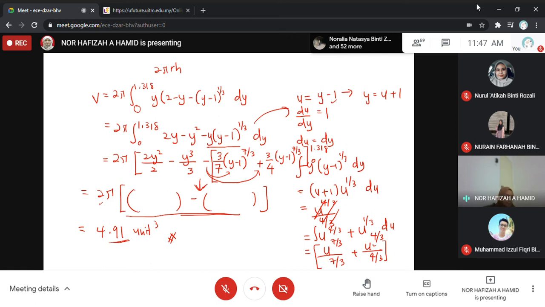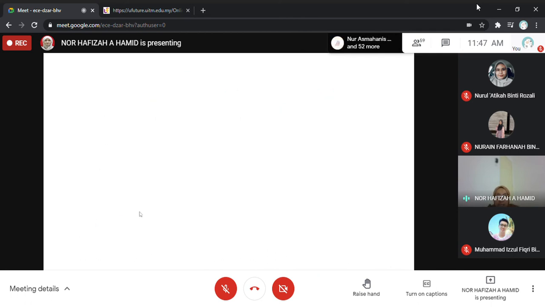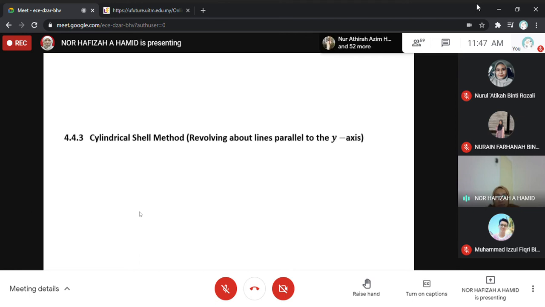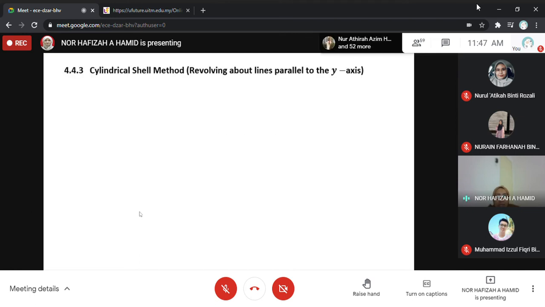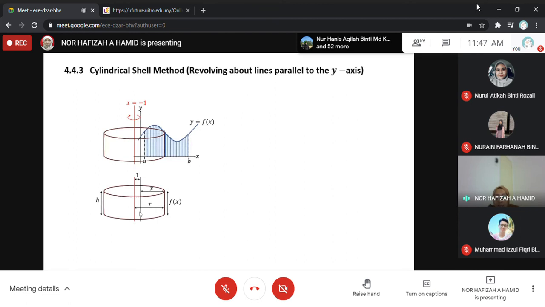Okay. So ini for example 18. Example 19. Okay, so kita ada yang last for cylindrical shell method. So yang last ni pun sama jugalah konsep dia dengan yang awal tu, cuma kita tukar axis of revolution je. Okay, so ini kalau dia revolve about any lines parallel to the y-axis. So kita ada 3 cases. Ni pun sama, kalau kita nak hafal pun tak apa, asalkan you dah tahulah macam mana you nak determine R dengan H.